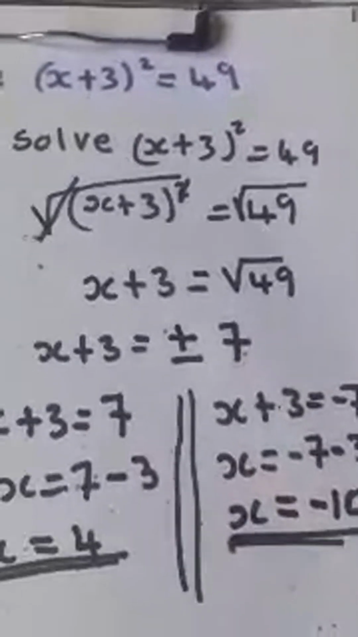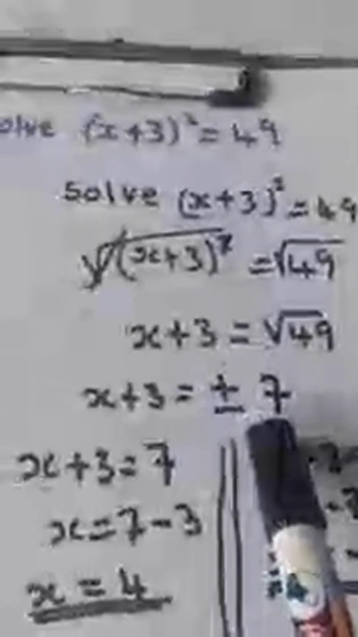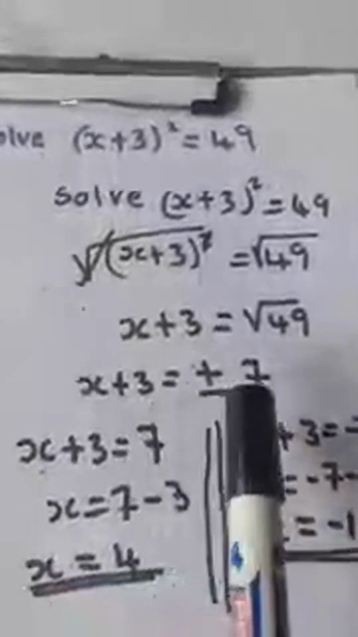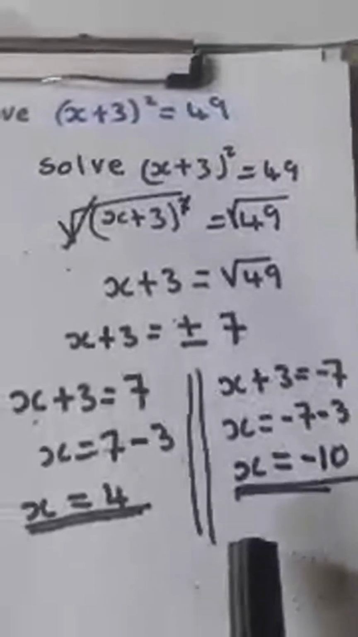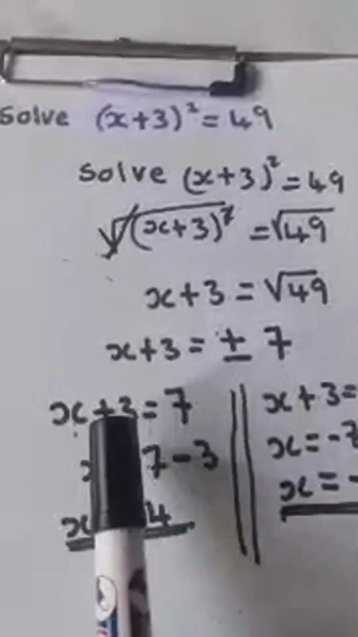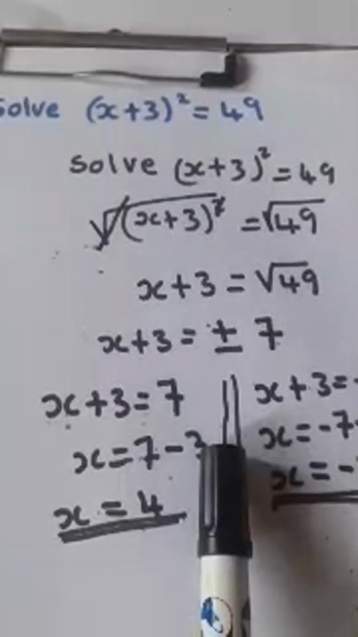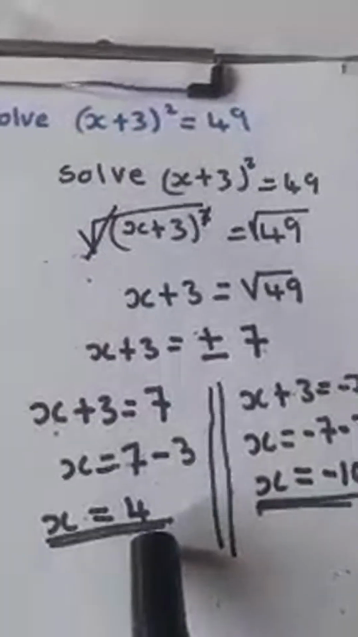And always remember, every number that comes out of a square root, we get a positive or a negative, or a plus or minus. So our answers will be x plus 3 is equals to 7, or x plus 3 is equals to negative 7. So the first one was x is equals to 7, then positive 3 to this side will be negative 3. So x is equals to 7 minus 3, we get 4.